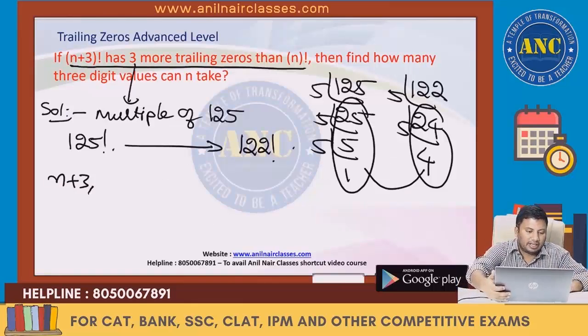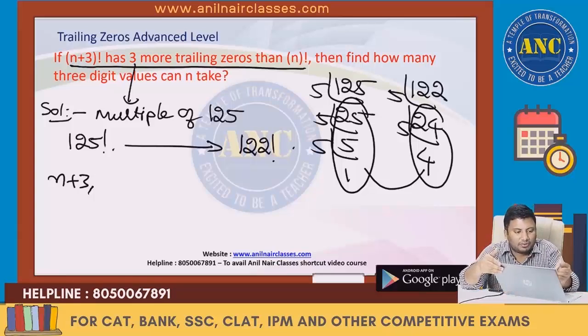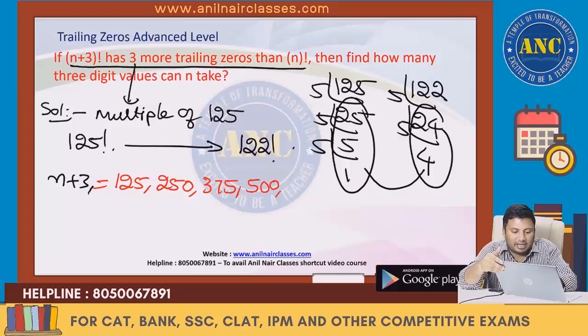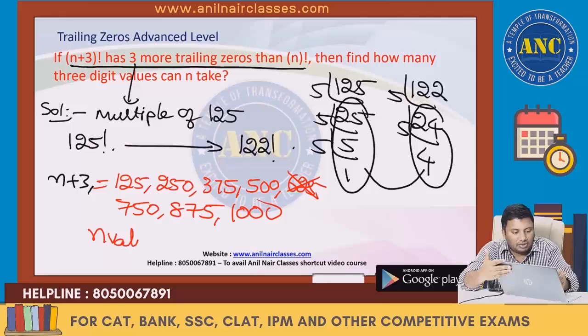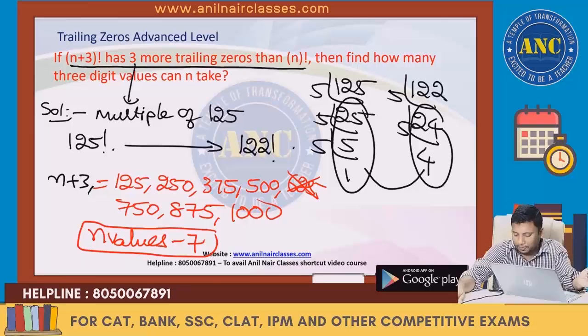N plus 3 can take what are all the multiples of 125? 125 it can take, 250 it can take, 375 it can take, 500 it can take, 625 it cannot take, 750 it can take, 875 it can take. So 1000 also it can take. So 1, 2, 3, 4, 5, 6, 7. So how many values n can take? Total 7 values n can take. I hope the idea is clear.